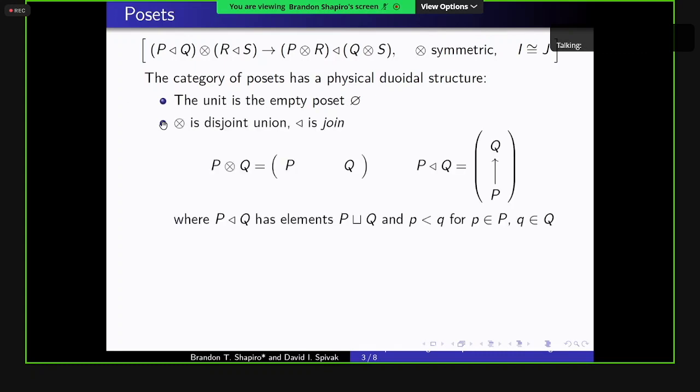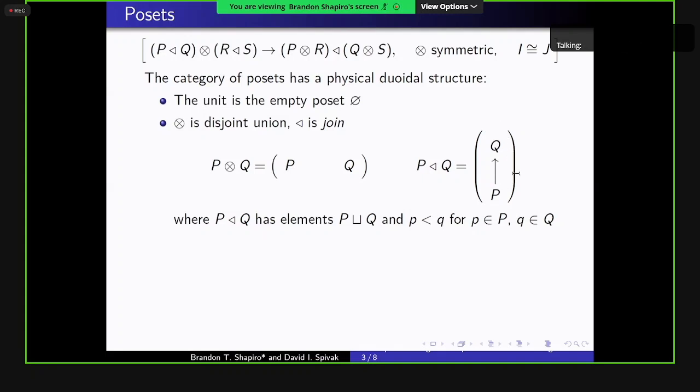So in particular, tensor is going to be just the actual disjoint union of posets. And tri is going to be what I call the join of posets. Not 100% sure how standard that terminology is, but it's consistent with other uses of the word join. And what it means is you take the disjoint union of two posets, and then in addition to the relations you already have, you add in a relation from every element of the first one, P, to every element of the second one, Q. So this arrow here should really be like a big crisscross of arrows going up for every combination of objects in P and Q.